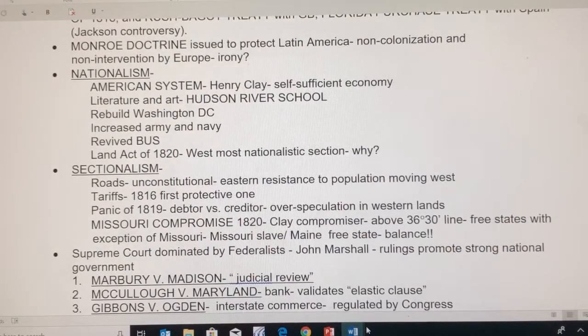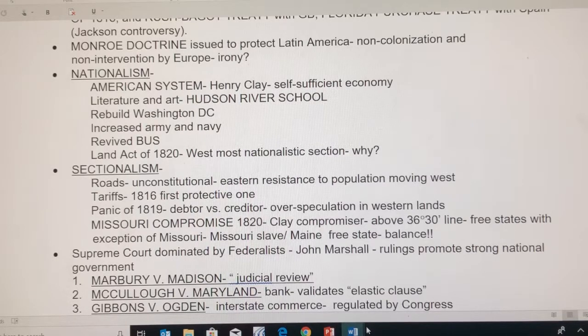This era is an era of nationalism. We see the American system come out that is going to create tariffs to protect our industry from foreign goods. It's also going to create roads and canals, which will unite our economy and try to make it more self-sufficient. But we also know this American system will create a rift between the North and the South because the tariffs are going to benefit the North and not the South.